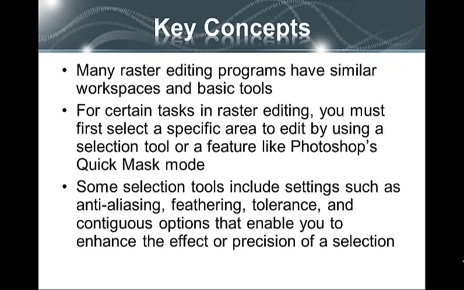Many raster editing programs have similar workspaces and basic tools. For certain tasks in raster editing, you must first select a specific area to edit by using a quick selection tool or a feature like Photoshop's Quick Mask Mode. Some selection tools include settings such as anti-aliasing, feathering, tolerance, and contiguous options that enable you to enhance the effect or precision of a selection. Quick Mask Mode helps you refine a selection, and you can adjust levels, brightness, and contrast in photos using curves.